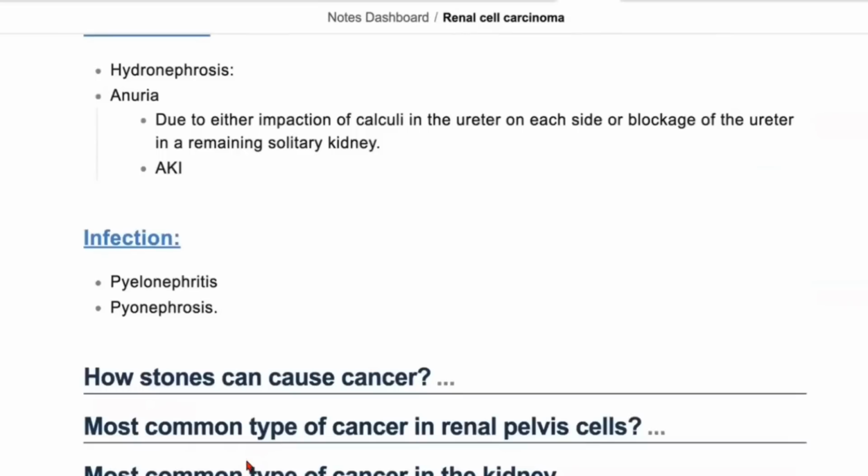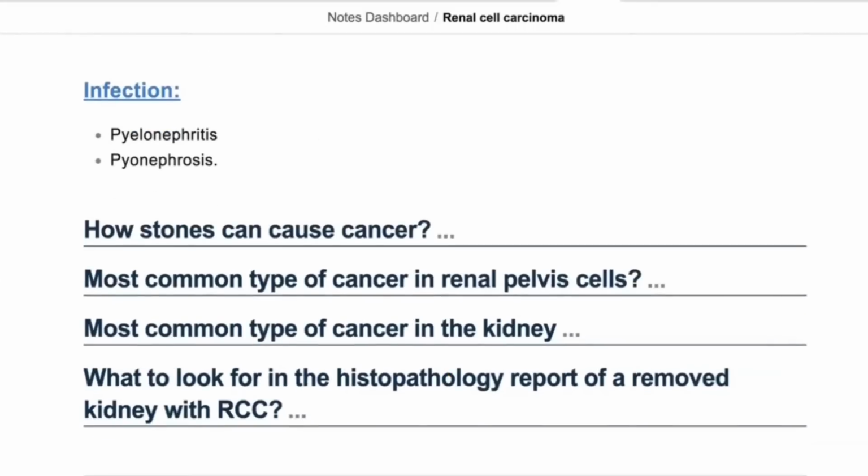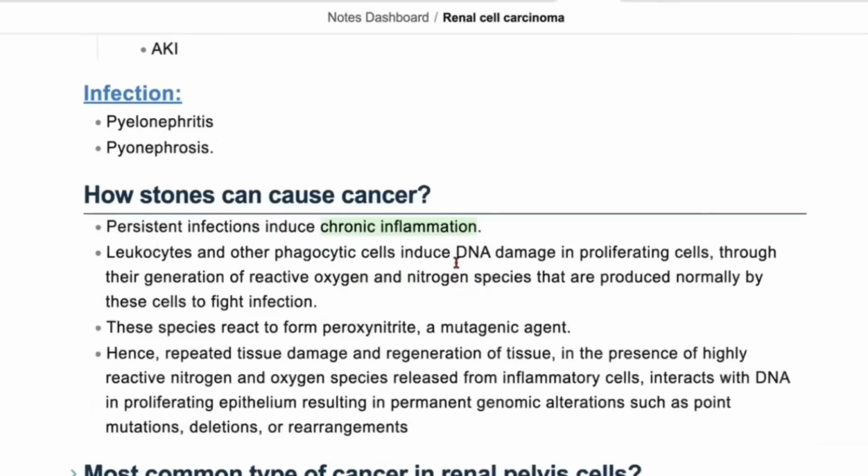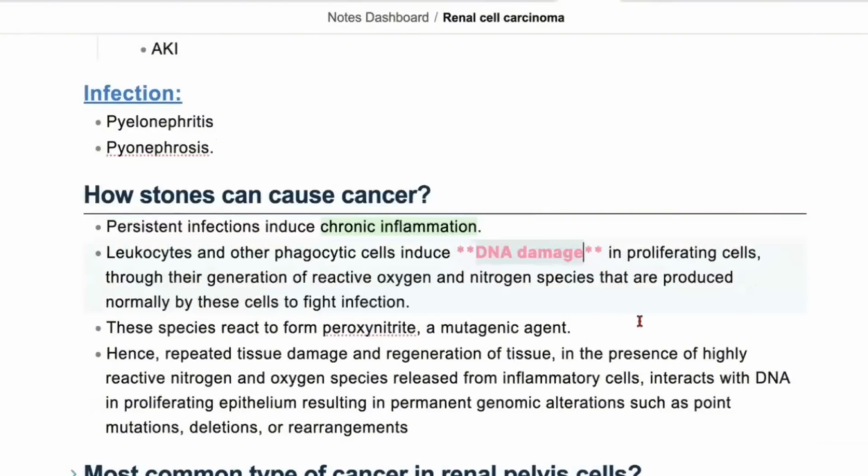How can stones cause cancer? Chronic irritation of the epithelium, leading to damage of the DNA, which would then cause proliferation of these cells, leading to the development of the cancer. It's mainly chronic irritation, but you still need to add a few words here. All right. Okay. Chronic irritation, what will it lead to? It will lead to DNA damage in the proliferating cells. And that's the key point, all right?